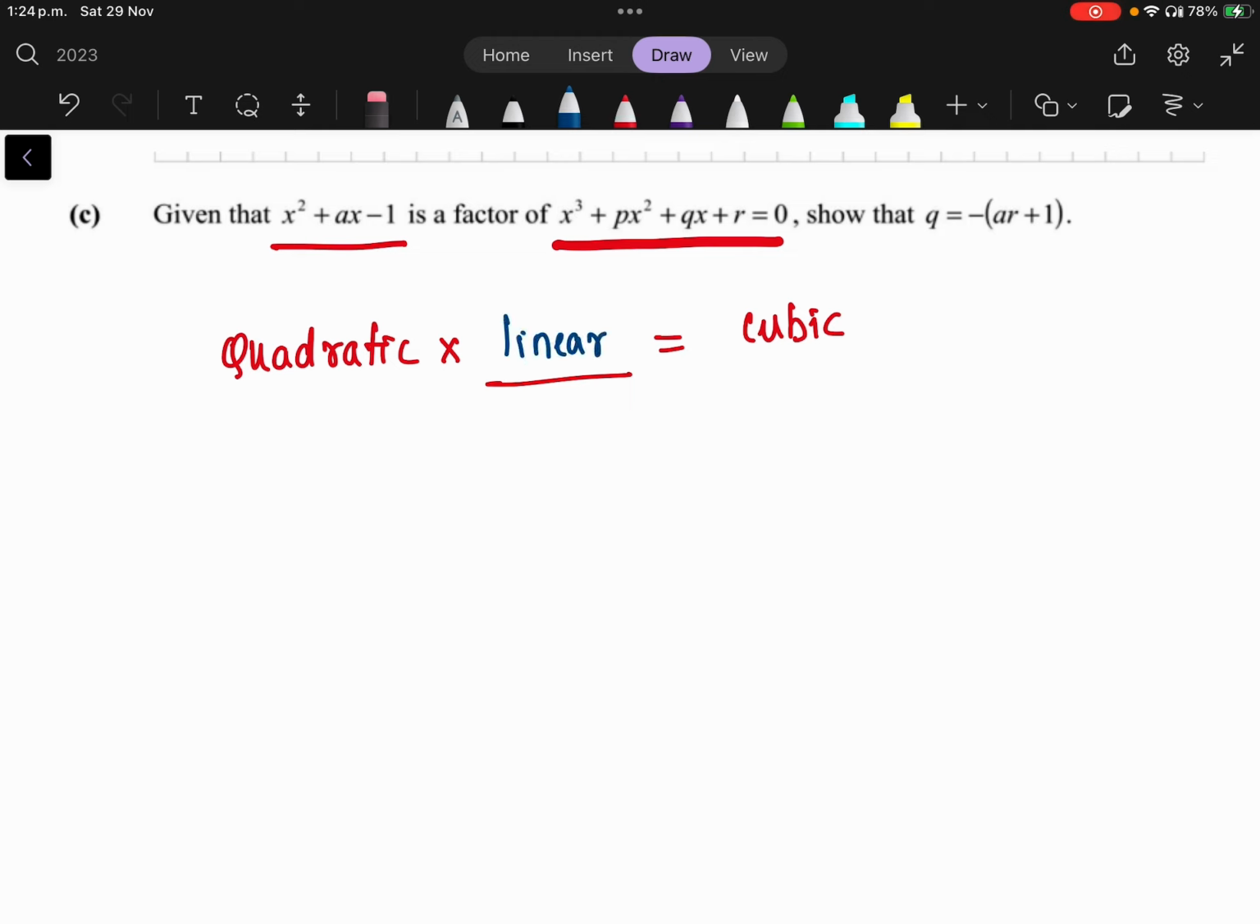If you have listened to my videos before, you will see that there is some sort of understanding on this. So linear times linear, you will get a quadratic equation. Quadratic times linear, you will get a cubic equation, etc. So there is something like this.